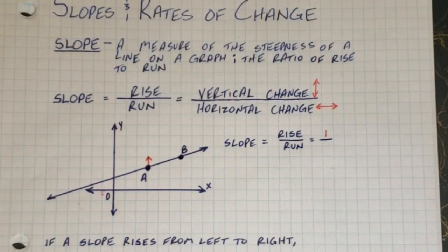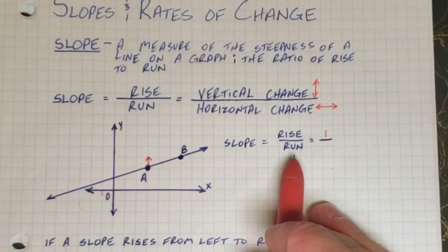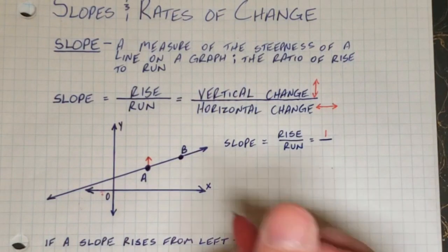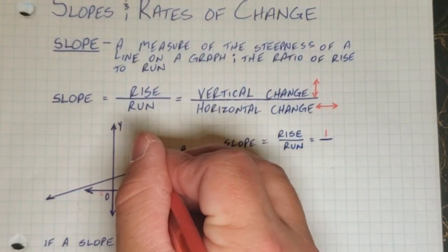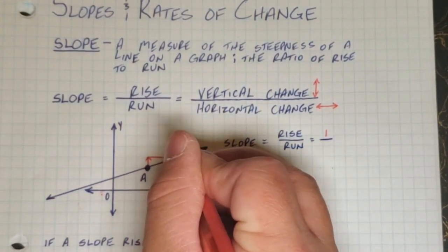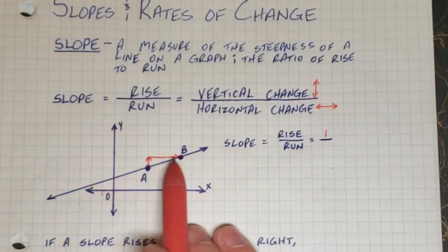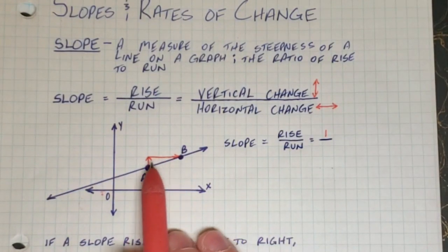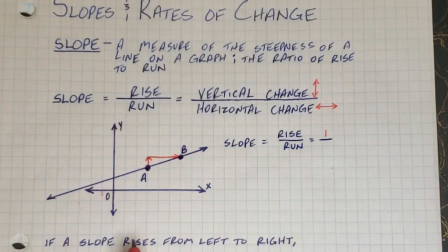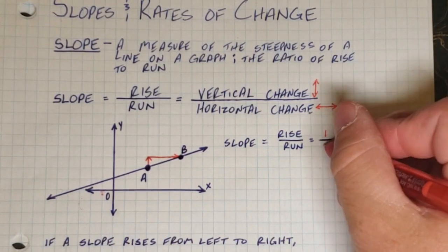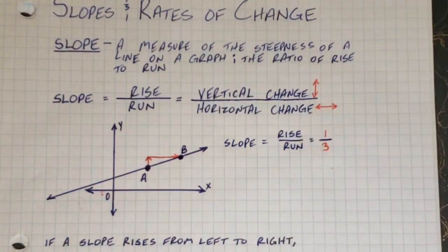And then from there, we handle the run, the horizontal change. How many spaces do I have to scoot over to get from where I was? All right, well, that would be 1, 2, 3 spaces to the right. So 3 to the right, does that sound like positive 3 or negative 3? That sounds like a positive 3.